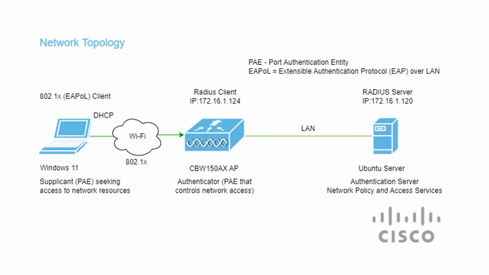In the following network topology, I have a Windows 11 laptop acting as a DHCP client and as the RADIUS supplicant, or 802.1X EAPOL client. The CBW150AP is the RADIUS client with an IP address of 172.16.1.124. It acts as the authenticator PAE that controls network access. I also have a RADIUS server at IP address 172.16.1.120, which is an Ubuntu server serving as the authentication server for network policy and access services.